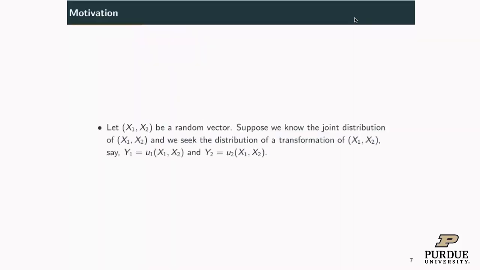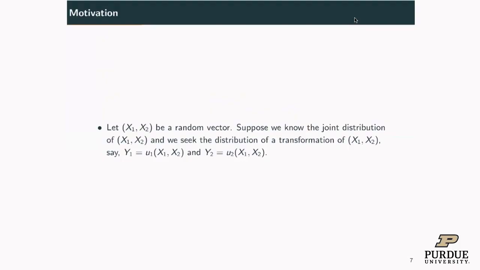Next, let's talk about transformation. So what's the motivation for transformation, or what's the goal of transformation? For example, let X1, X2 be a random vector. Suppose we know the joint distribution of X1, X2. We seek the distribution of the transformation of X1, X2.